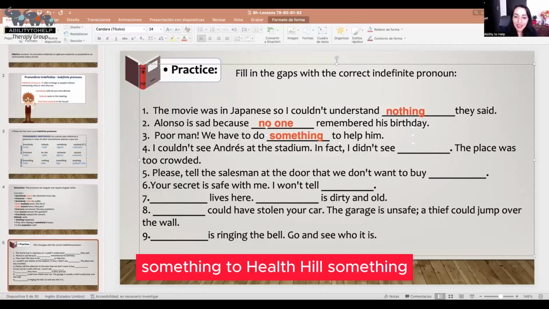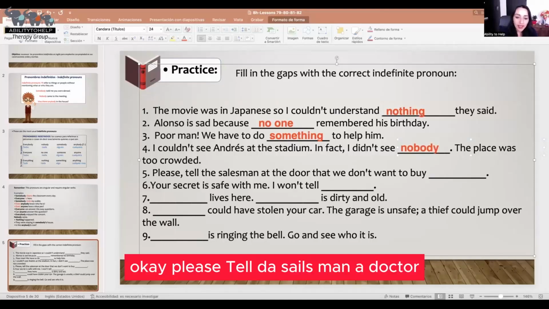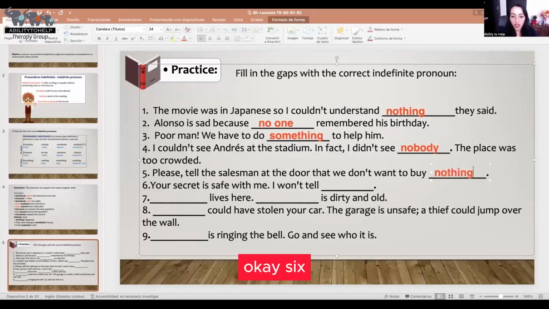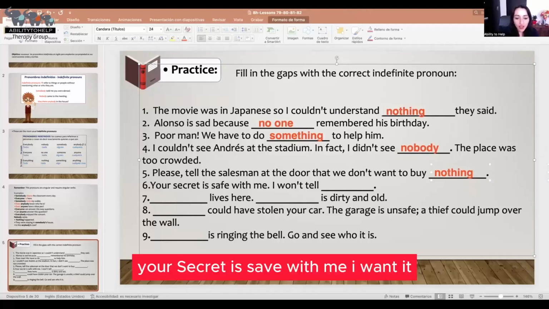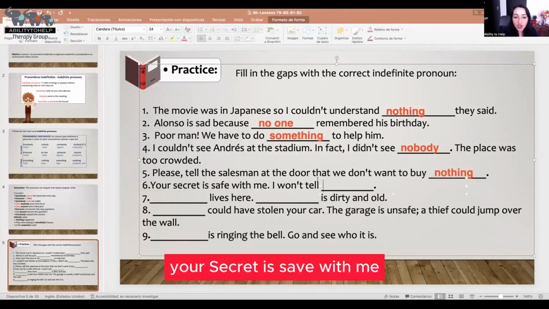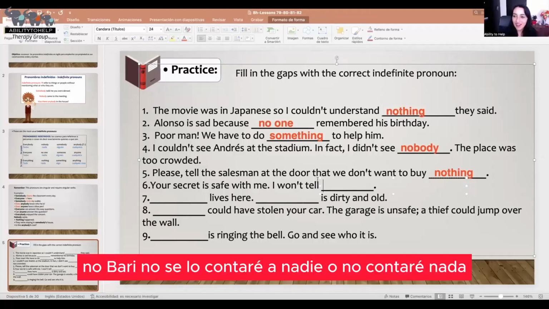I couldn't see Andres at that stadium. In fact, I didn't see anybody because the place was crowded. If you say crowded, it's because you are talking about many, many people, so nothing is not possible, because you are looking for a person, Andres. I couldn't see Andres at the stadium, so in fact, I didn't see nobody. Nobody or no one. Please tell the salesman at the door that we don't want to buy nothing. Six. Your secret is safe with me. I won't tell nothing. Or, your secret is safe with me. I won't tell nobody. No se lo contaré a nadie o no contaré nada.